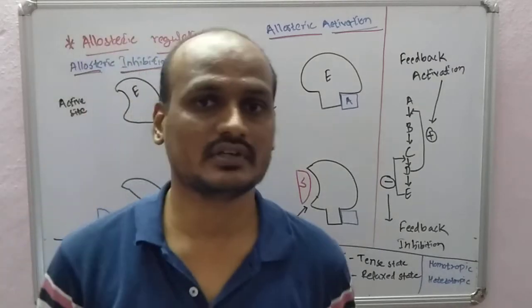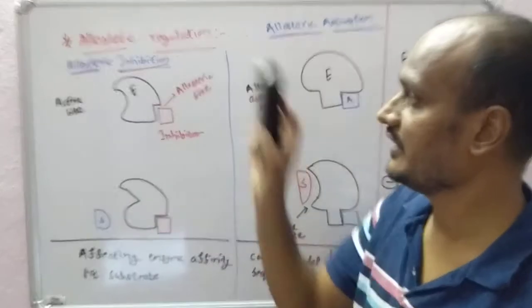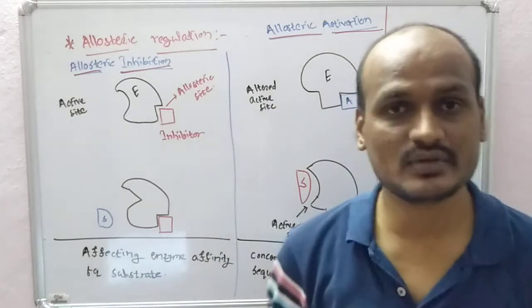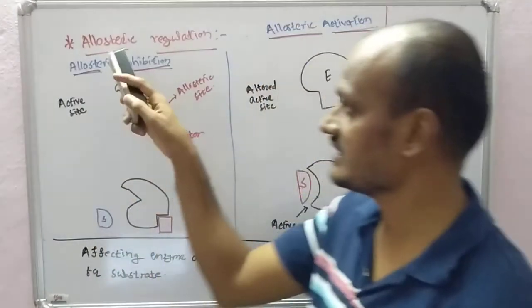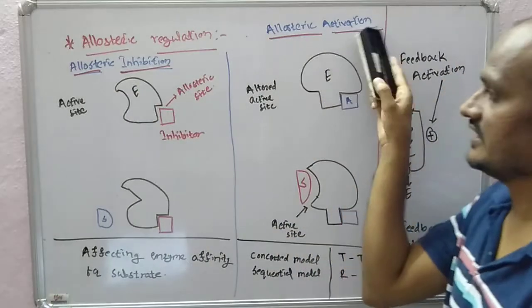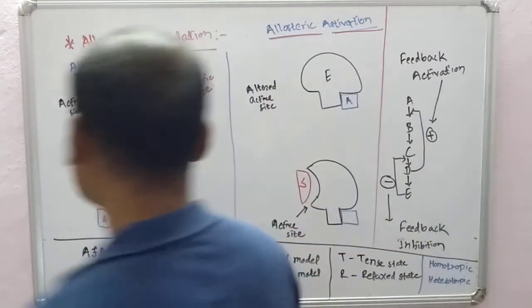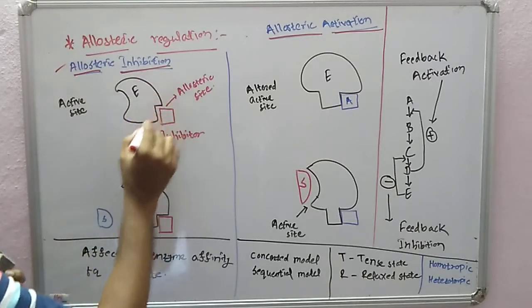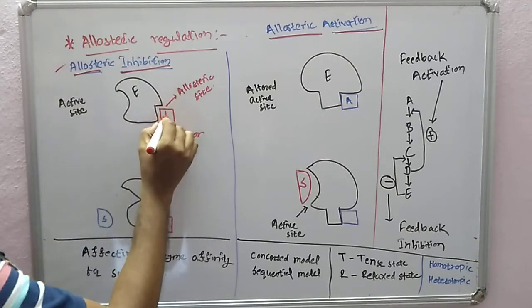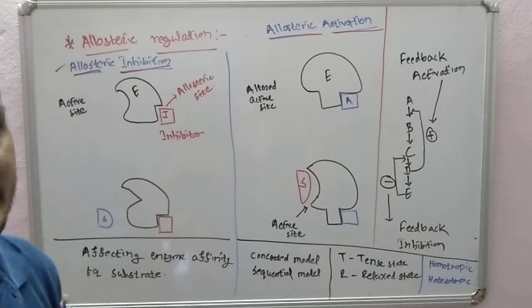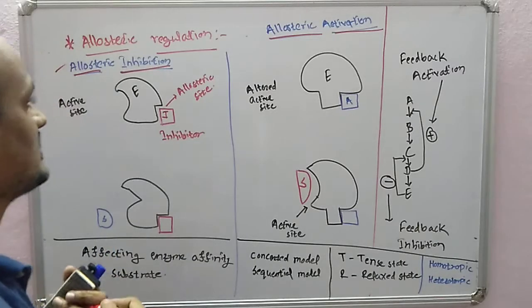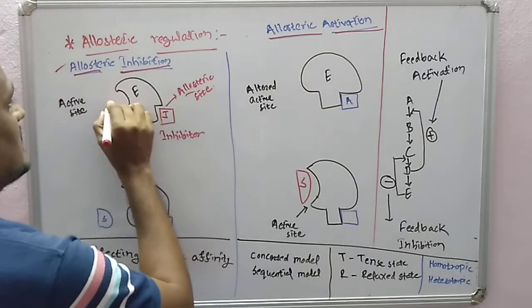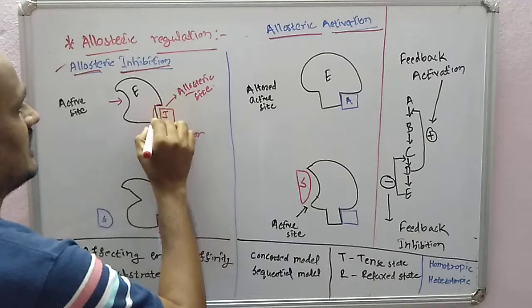So now we are going to talk about the allosteric regulation. Allosteric regulation can be allosteric inhibition or allosteric activation. In allosteric inhibition, we have our enzyme here, and this inhibitor I binds at the allosteric site. Allo means other, so it is a site other than the active site. So this is our active site and this is other than the active site.